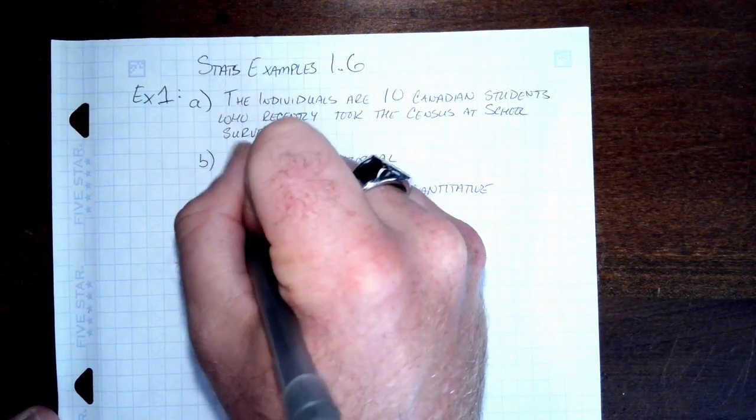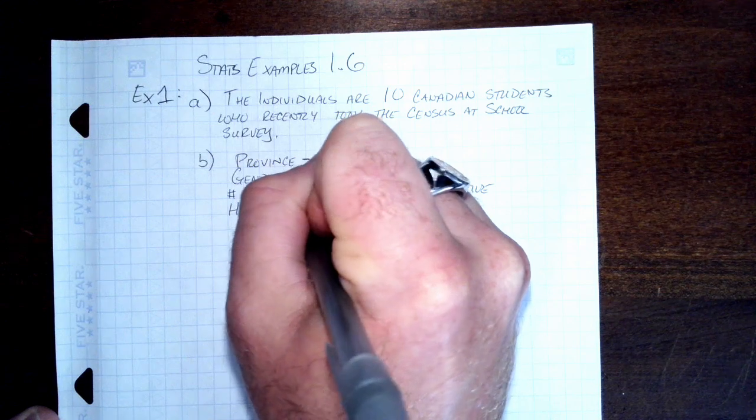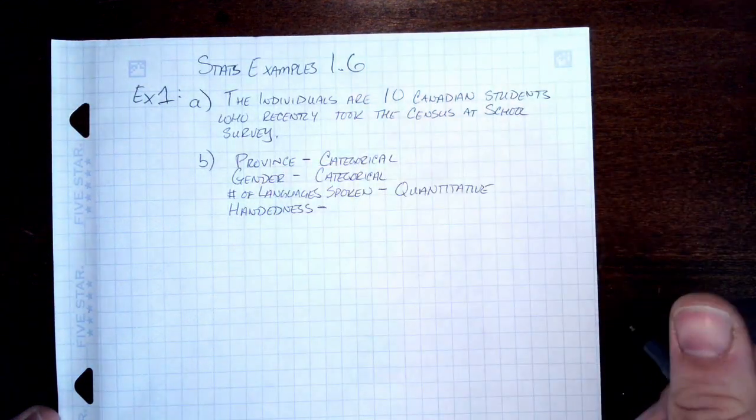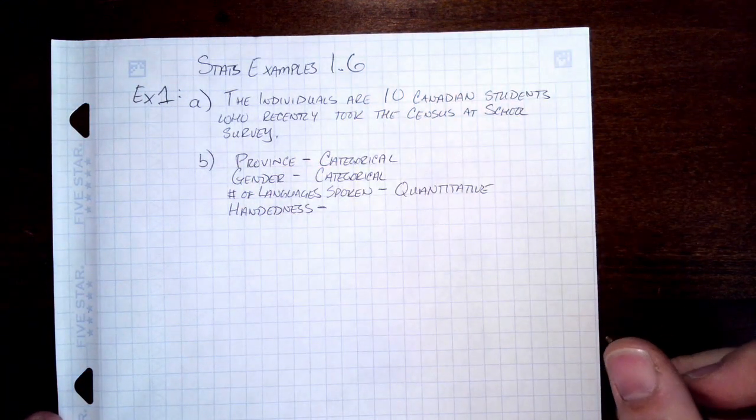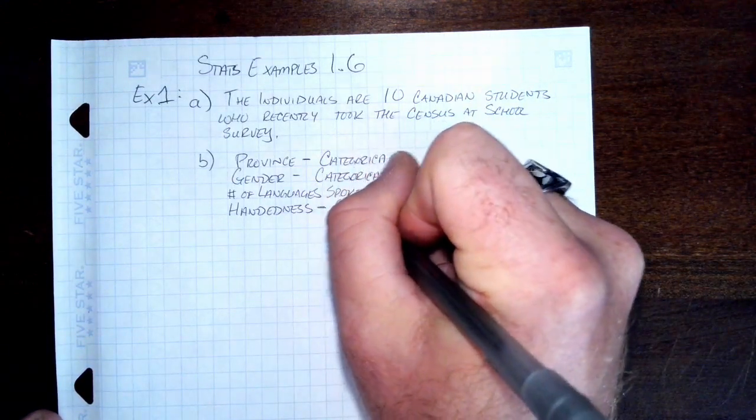Left or right-handedness. Again, it doesn't make any sense to have a lefty minus a righty equals ambidextrous. No, that doesn't make sense. It's categorical.